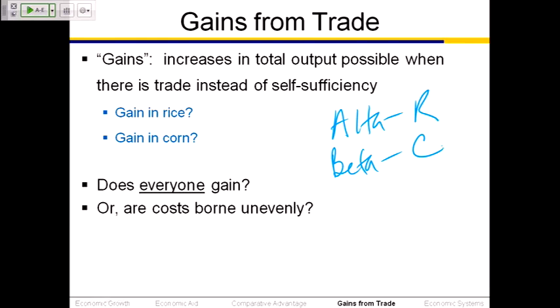What happened to the rice producers in Beta? They lost their livelihood. They lost their farms. There are people who used to produce rice in Beta who are no longer doing so. They are bearing a disproportionate share of the costs of specialization and trade. Not every individual benefits when economies pursue specialization and trade.